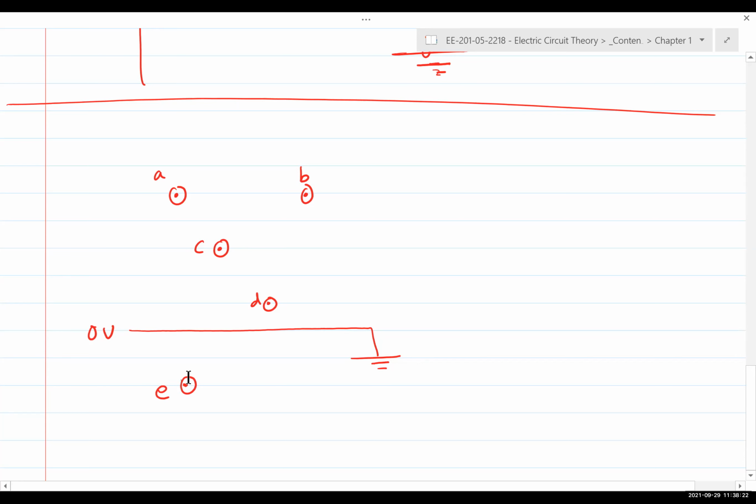I'm going to tell you that D is 1 volt, C is about 3 volts higher than ground, and A and B are 5 volts. E is 2 volts below ground, so technically it would be minus 2 volts. I'm going to put down 2 volts anyway. Does the illustration make sense?